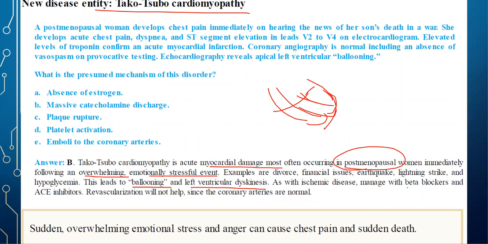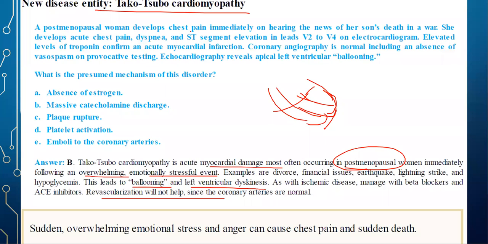As with ischemic disease, this patient should be managed with beta blockers and ACE inhibitors. Revascularization will not help because the coronary artery is not abnormal in this patient. Okay, so why are you giving a beta blocker? Because there is an excess adrenaline discharge in this patient. So you have to lower the adrenaline secretion. Adrenaline can increase your heart rate, can cause vasoconstriction. So if you give the beta blocker, that will be mediated.